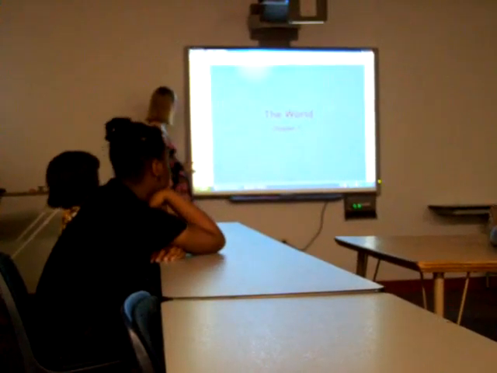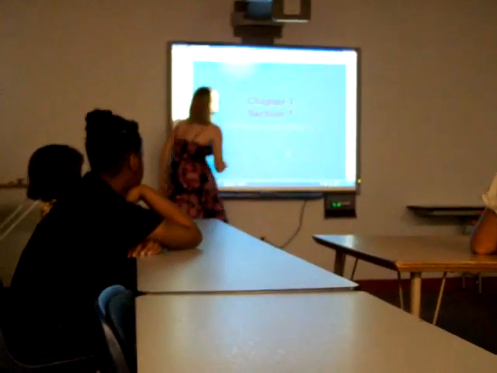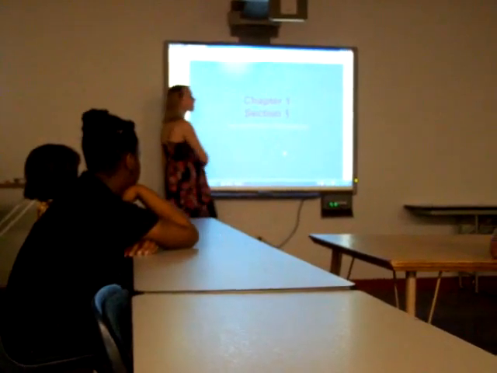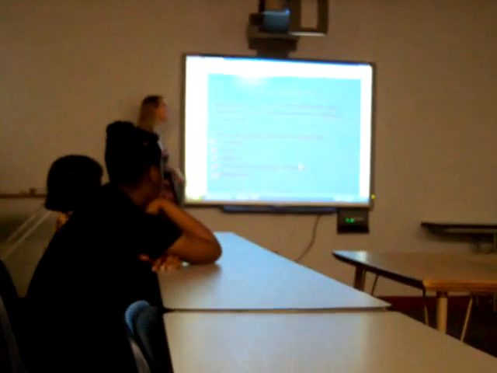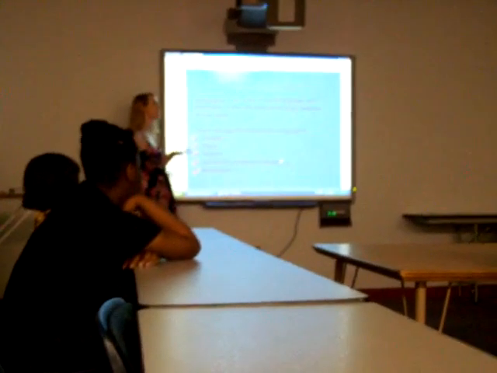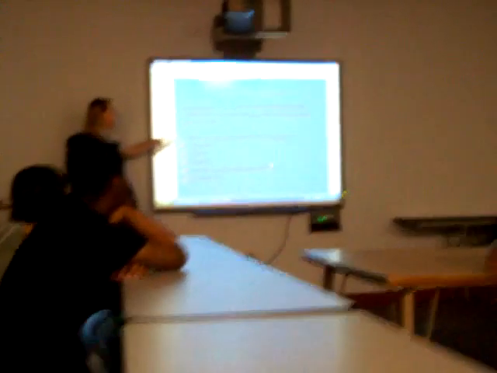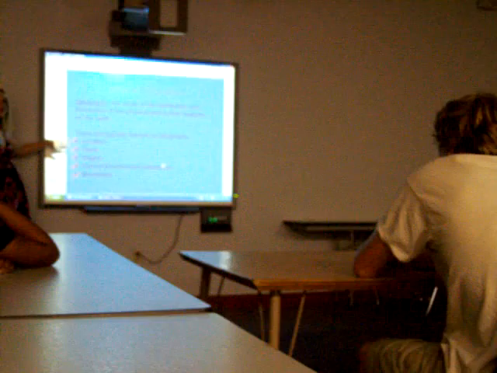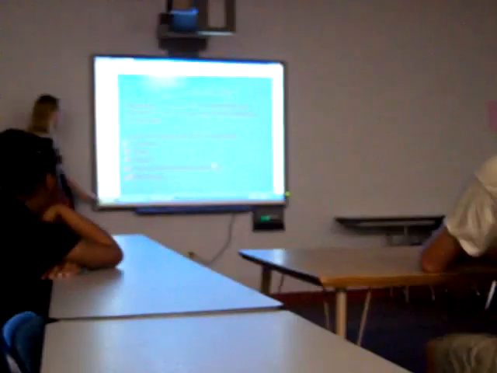Chapter 1, Section 1 and 2. Alright, we're going to be talking about the 5 themes of geography. Geography is the study of the distribution and interactions of physical and human features on the Earth. There are going to be 5 key features we're focusing on: location, place, region, human environment and interaction, and movement.